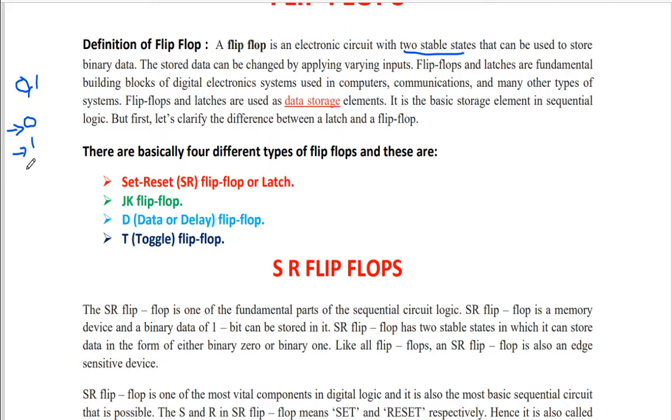The stored data can be changed by applying varying inputs. Whatever input we give to this flip flop, depending upon that, the internal circuit will perform the necessary operation and the data keeps on changing. So basically, when we talk about flip-flops and latches, these are the fundamental building blocks of any digital electronic system that are used inside a computer or a communication system and many other types of systems that we use to design a digital electronic system.